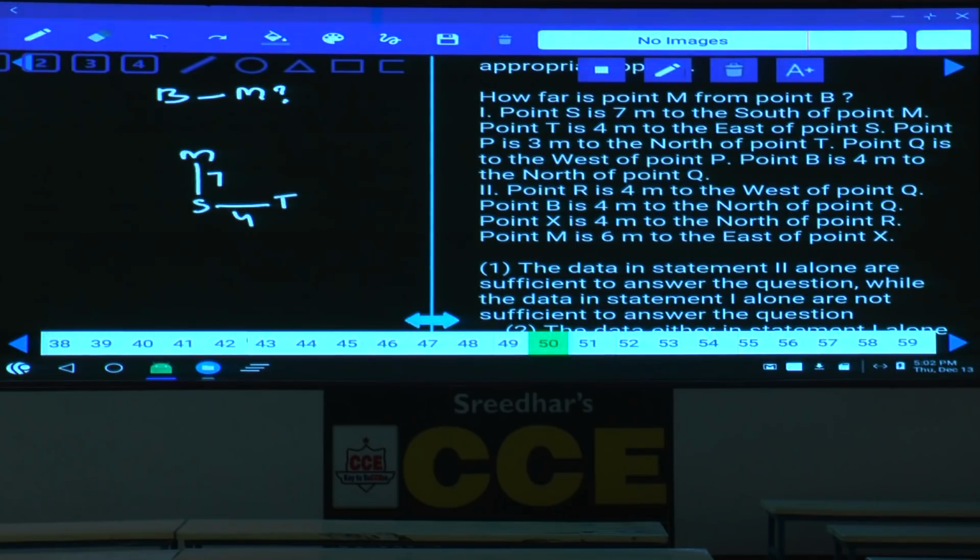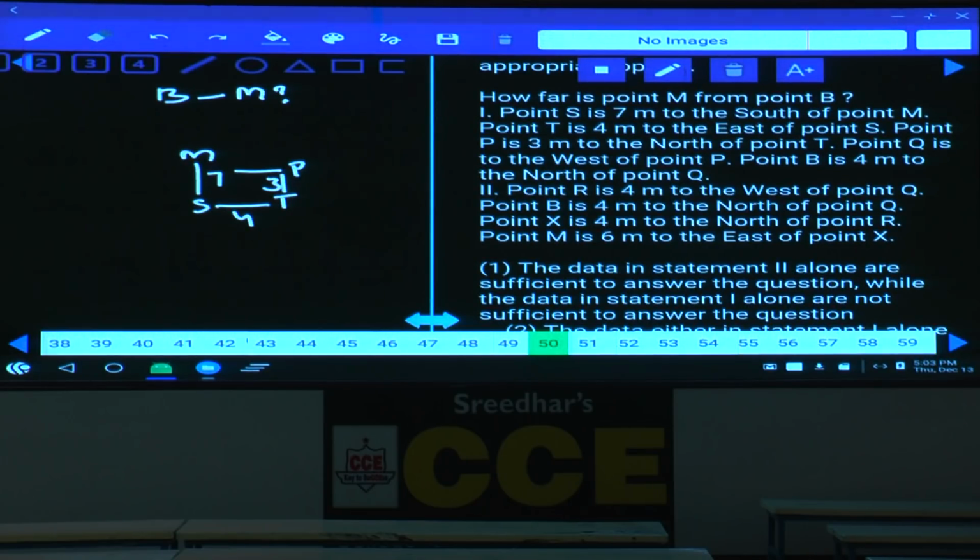Next one. Point P is 3 meters to the north of T. P is how many meters? 3 meters to the north of T. And Q is to the west of P. B is 4 meters to the north of Q. Now B is 4 meters and point Q is to the west of P. Q is to the west of P means the distance is not given between Q and P, isn't it? As the distance is not given, B is 4 meters to the north of Q.